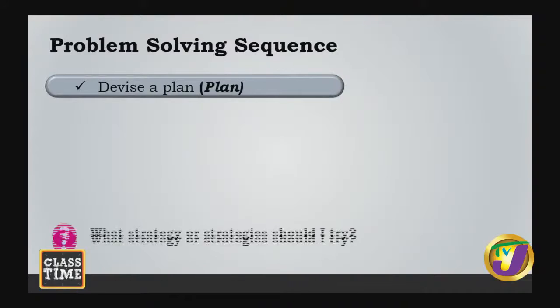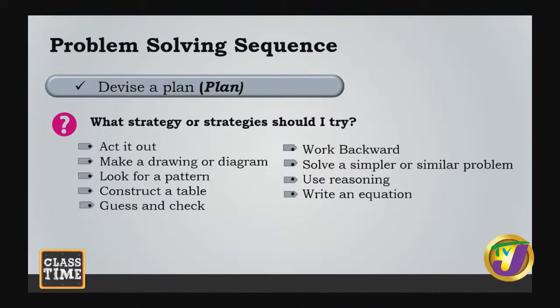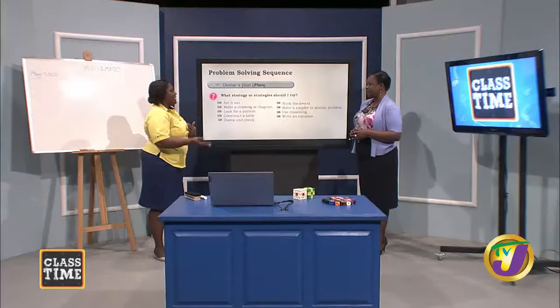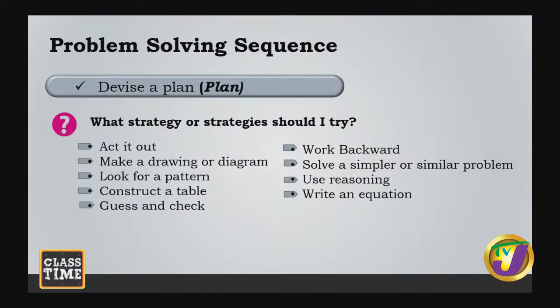In the sequence, we have devise a plan. And in devising a plan, we need some strategies, right? What strategy or strategies should I try? And here are some suggestions. Because there are multiple ways to solve problems. But as was said before, if we become astute in using any one of these, then we're able to apply it to multiple, unrelated situations. We could also merge some of these techniques. Which is true. Strategies to come up with a solution or with a plan.